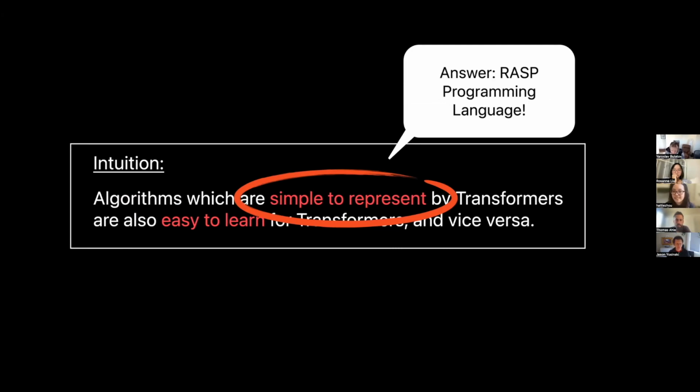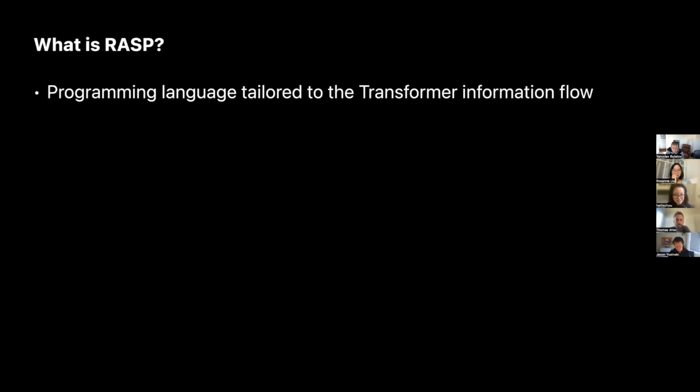And the answer is we're going to use something called the RASP programming language. What is RASP? This is a programming language that was tailored for the transformer architecture and the unique information flow properties of transformer architectures.